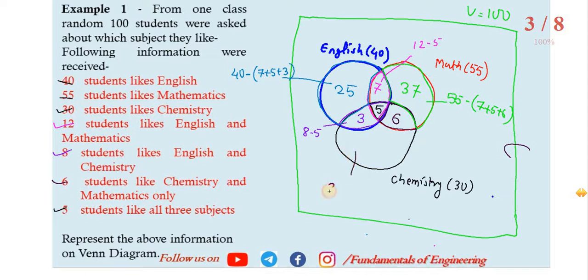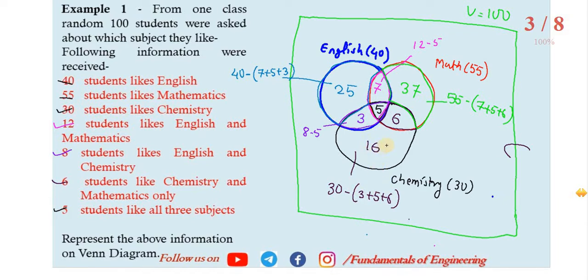So 30 minus 3 plus 5 plus 6. 3 plus 5 plus 6 will belong to this area. 3 plus 5 is 8, 8 plus 6 is 14. So 30 minus 14, we are getting 16.